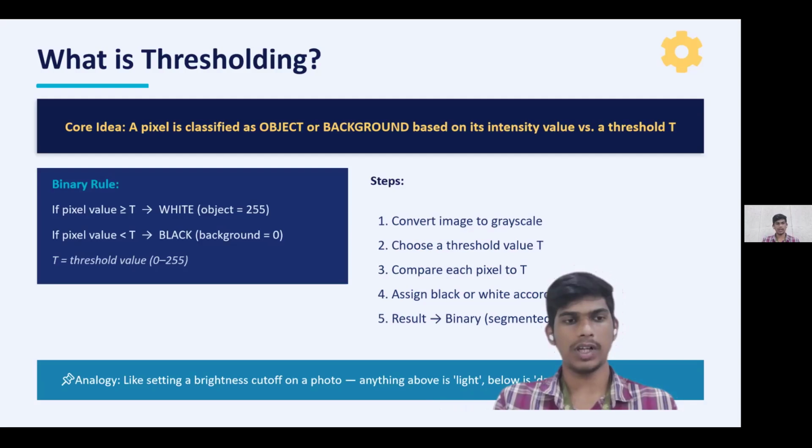If a given pixel value is greater than or equal to the threshold value, we assign a white pixel, which means 255. If it is less than the threshold value, we assign black. After assigning, we get the result in binary, a binary segmented image. The analogy behind thresholding is like setting a brightness cutoff on a photo. Anything above is light and anything below is dark.